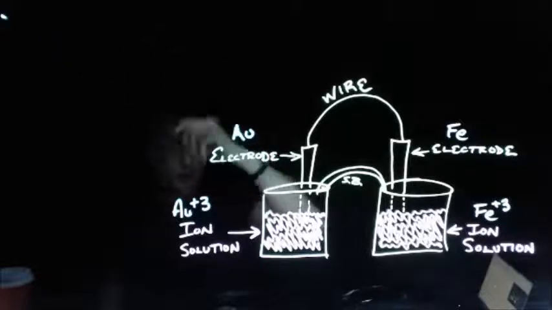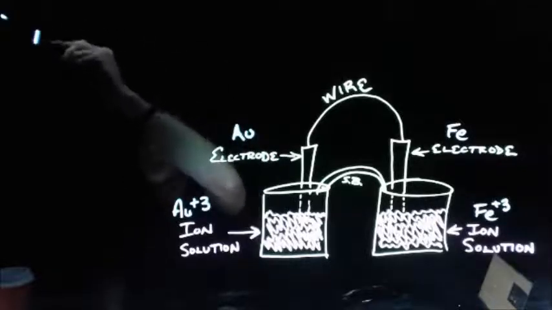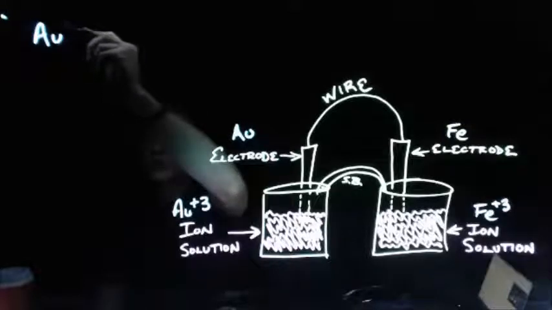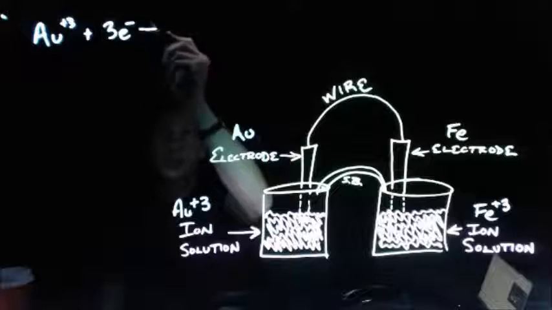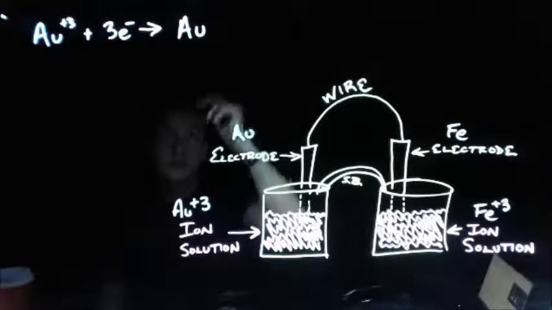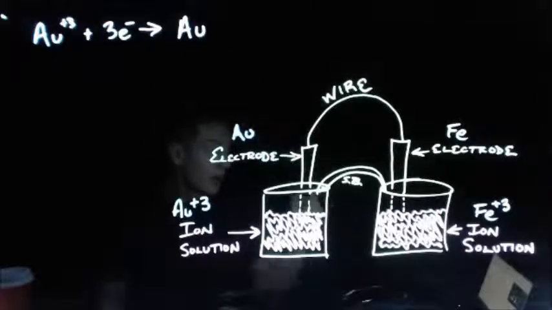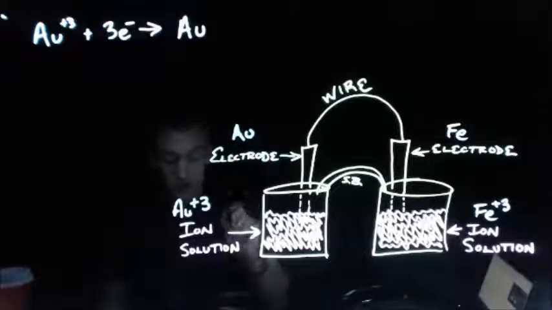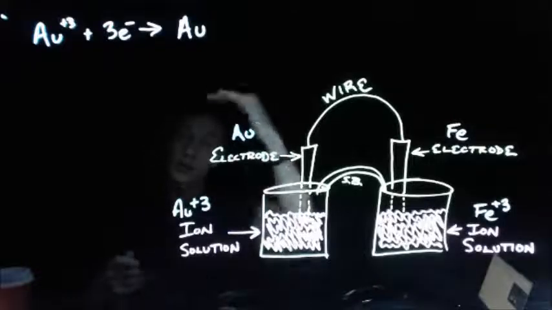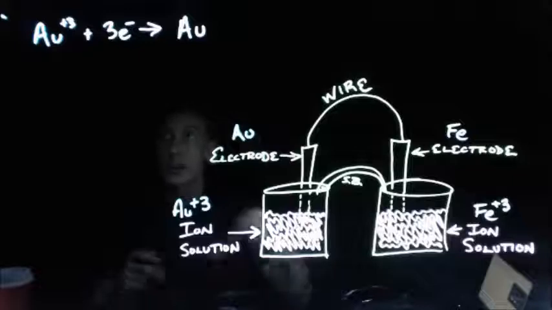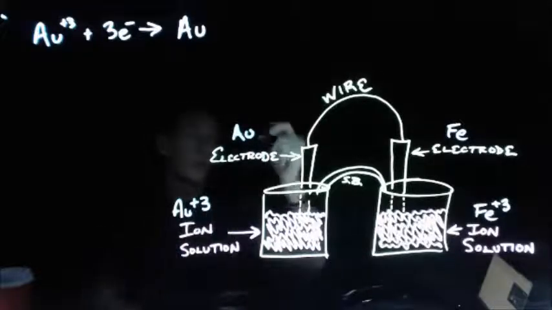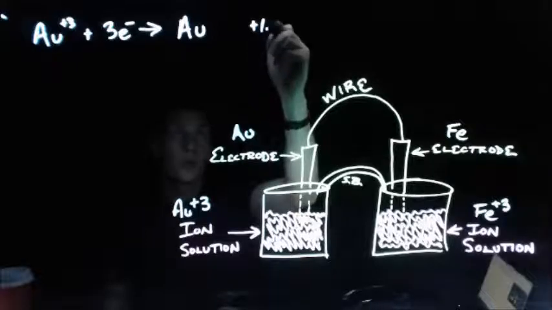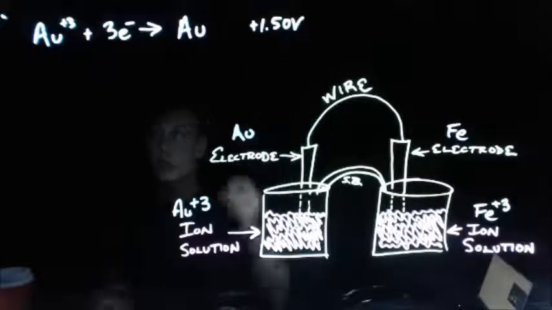So gold is going to be written just the way it is on the standard reduction table, as Au3+ + 3 electrons yields gold solid. And then on the standard reduction table, you saw that iron was further down. So iron is going to be written in the reverse order. Hold on, let's put the voltage for gold up there. It was positive 1.50 volts.